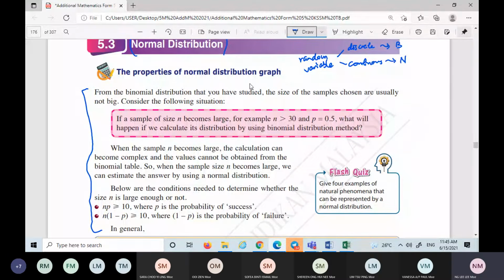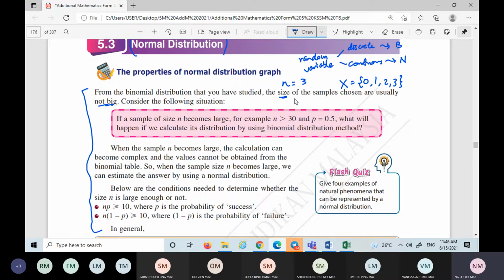From the binomial distribution that you have studied, the size of the sample chosen is usually not big. We don't deal with the big size. The n, the size of sample, usually will be a small number, because we want to get one by one example. If your n is 3, so normally your sample for the x will be 0, 1, 2, and 3. Then you got to calculate one by one. When x equal to 0, when x equal to 1, when x equal to 2, when x equal to 3, you got to calculate the probability one by one.